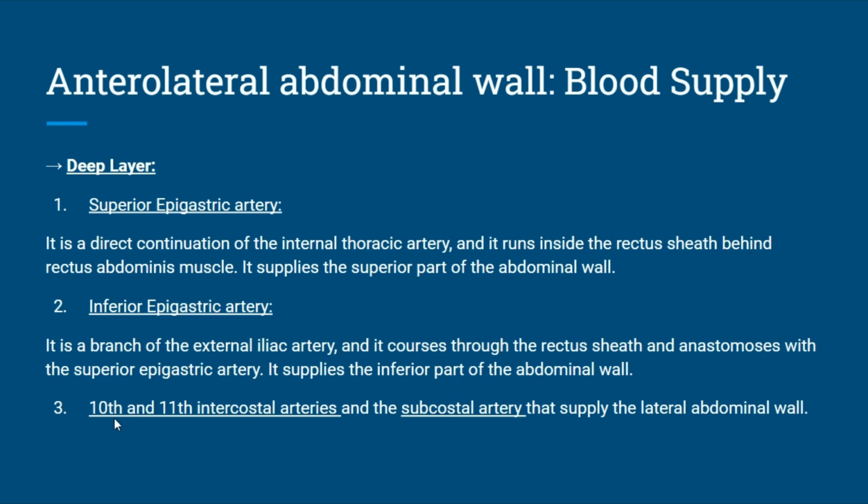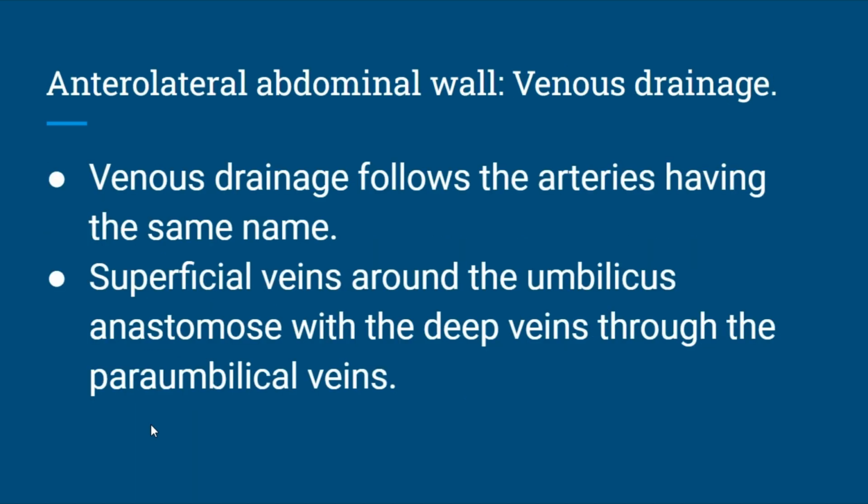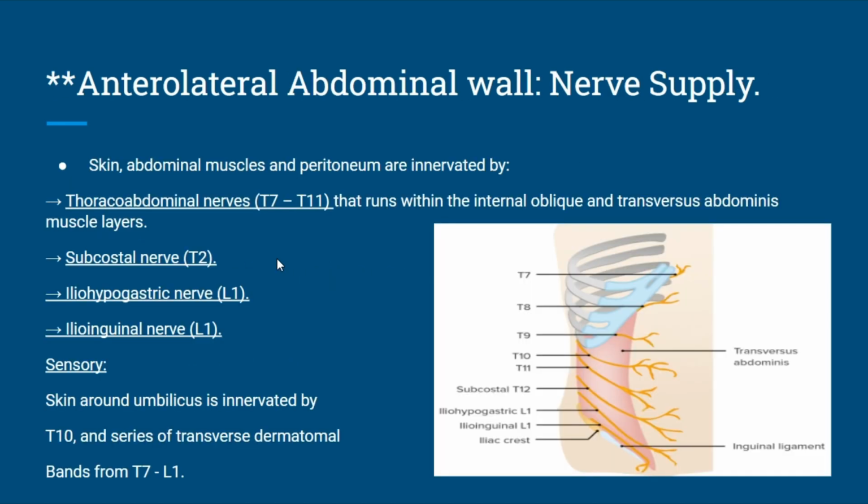Then we have the smaller arteries, the 10th and 11th intercostal arteries, and the subcostal artery that supply the lateral abdominal wall. Venous drainage is very simple. It follows the arteries, having the same names. Superficial veins around the umbilicus anastomose with the deep veins through the paraumbilical veins. In this final slide, we're going to look at the nerve supply.